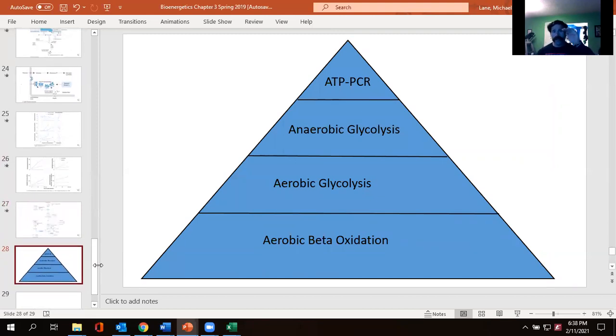So the highest energy production is always going to be the ATP-PCR. But notice it's a very short, very brief period of time that we can maintain this for compared to anaerobic glycolysis, which is going to give us, notice, way more energy production because it's higher up on the pyramid, but it's bigger than ATP-PCR, but it's still relatively small. And then we get bigger as we go down.